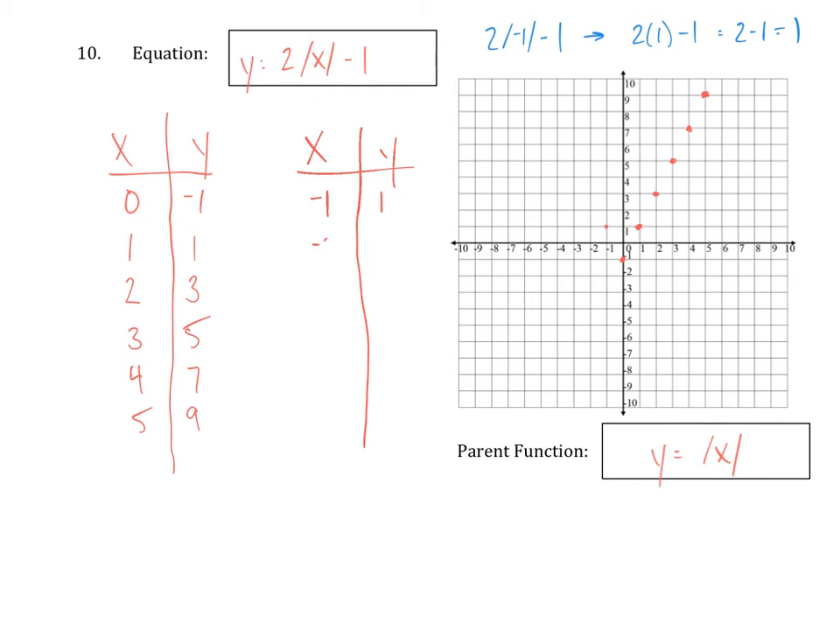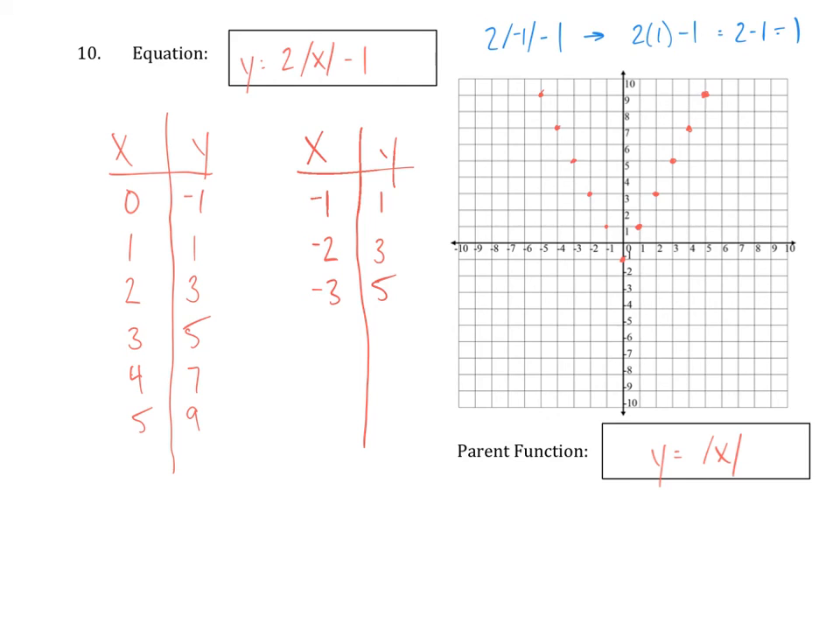If I plug in a negative 2, I will get 3. Because the absolute value of negative 2 is 2. 2 times 2 is 4. 4 minus 1 is 3. So the negative x values are going to start to yield positive outputs. And it should continue upward because absolute value functions are symmetrical just like parabolas are.